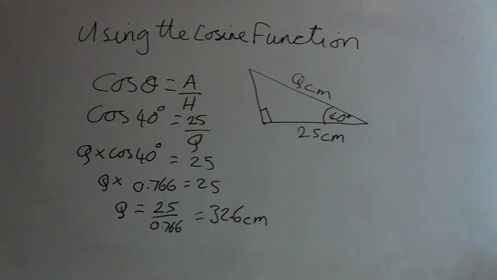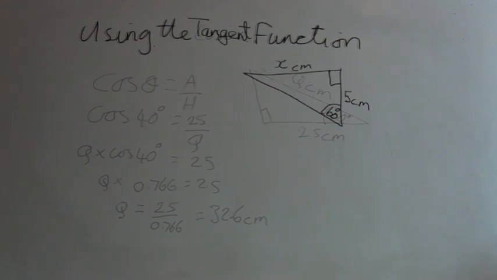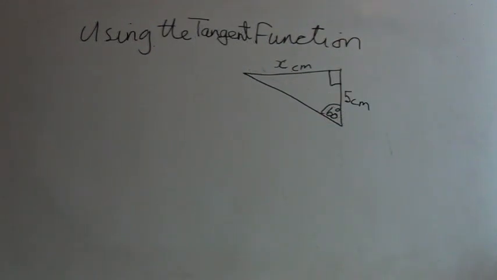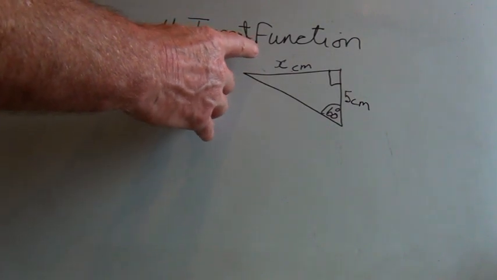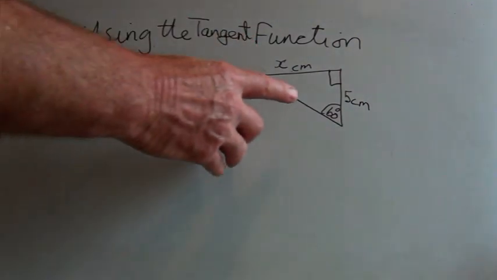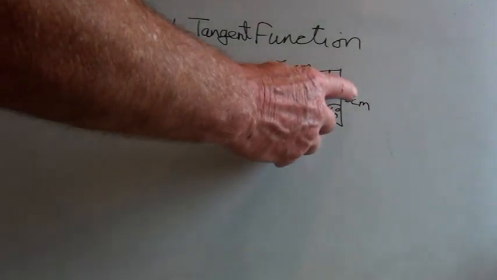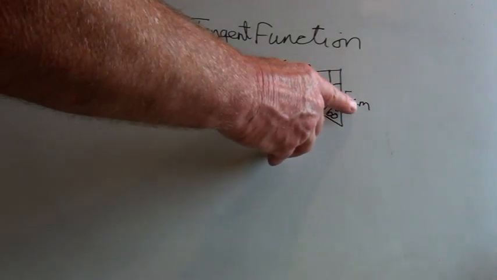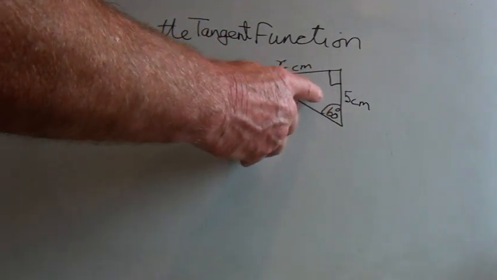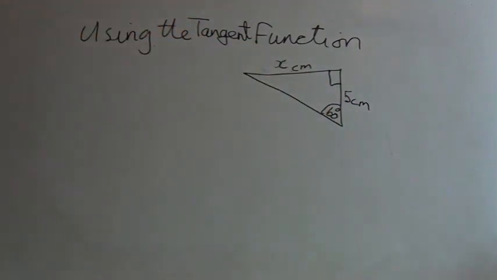Okay, let's have a look at another example. This time we're looking at using the tangent function. We're given theta equals 60 degrees. We're given the adjacent side as 5 centimeters long. This time the opposite side, x, is what we're after finding.